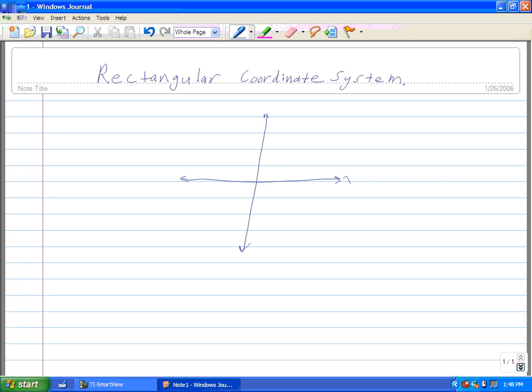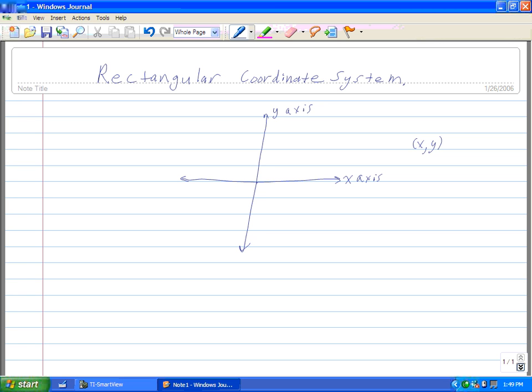The horizontal line is normally called the x-axis, and the vertical is typically called the y-axis. These 2 axes, like I said, meet at a right angle here at the center, and the point at the center is called the origin. To graph a point on these 2 axes, we need an ordered pair. That means we have to have an x and a y value to be able to graph, because we are graphing in 2 dimensions. That's why we need the 2 values.